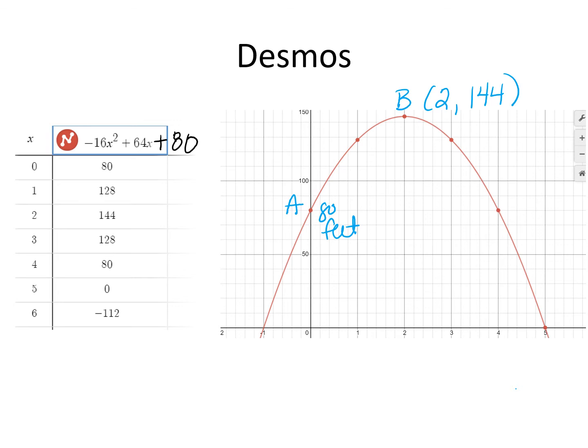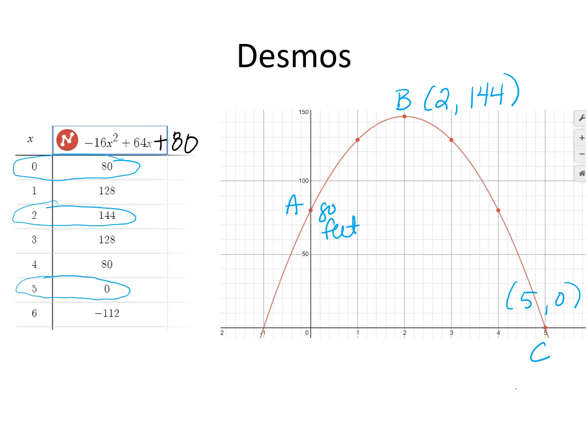And then part C asked us for when the object hits the ground, and that's your x-intercept. So this point here, and that point, its coordinates are 5, 0. Notice you can also see these 3 points in the table. Here we have our y-intercept, 0, 80. Our vertex was at 2, 144. And our x-intercept was at 5, 0.